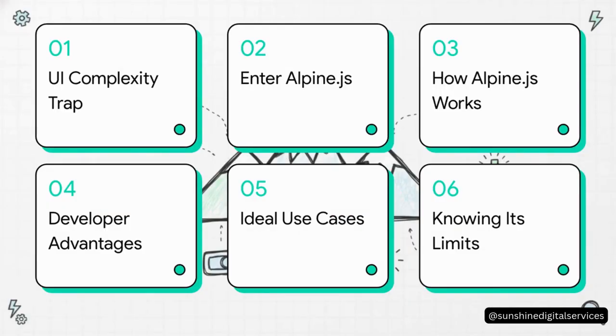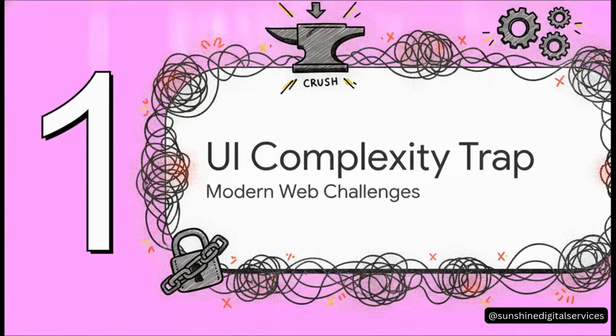Okay, let's quickly glance at our roadmap for today. We're starting with the UI complexity trap, then we'll introduce Alpine.js, look at exactly how it works under the hood, run through the developer advantages, explore some ideal use cases, and finally, get real about its limits. Let's jump right into Section 1, the UI complexity trap.